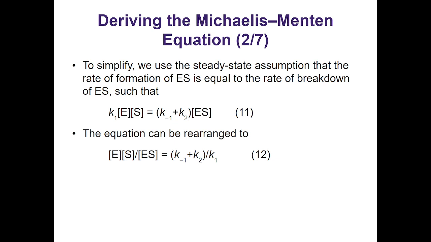You don't need it. So to simplify again, we need to use the steady state assumption that the rate of formation of ES is going to be equal to the rate of breakdown of ES. And so you would have these two terms equal. You'd set them equal to each other. We can then rearrange that equation to get all the k terms on one side.